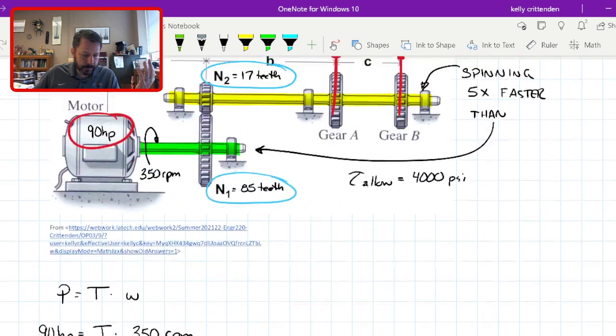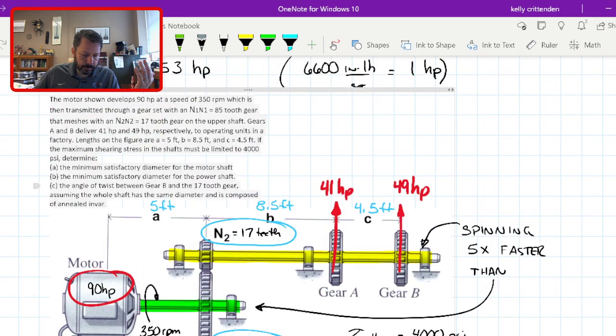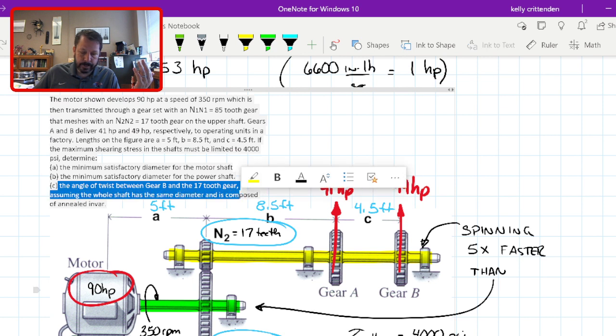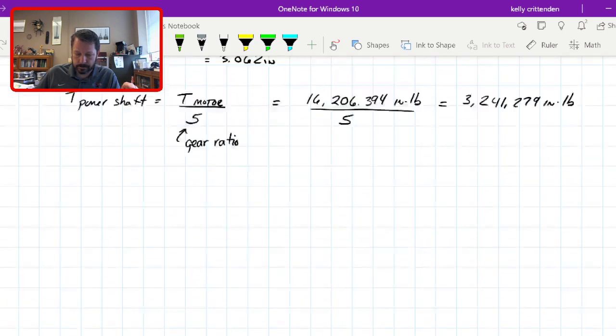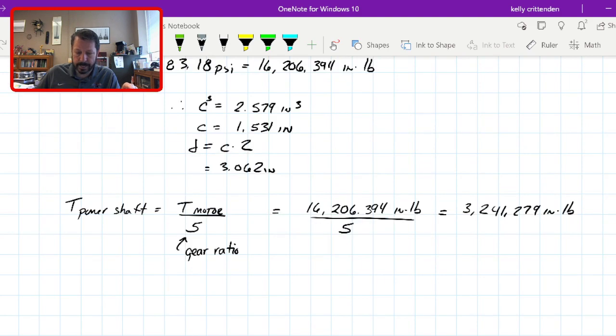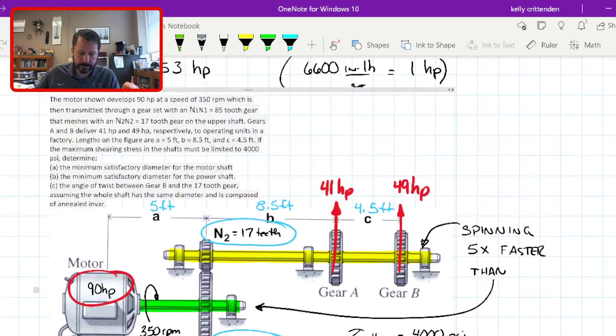And then the last part would be, all right, well, knowing that, what's the angle of twist from one end of the yellow shaft to the other, ignoring the very ends that aren't twisting. So that would be finding the torque. Actually, the torque that we just talked about, the one that's 3,000, yeah, this one, that is the torque in this first section. All of that torque goes here.